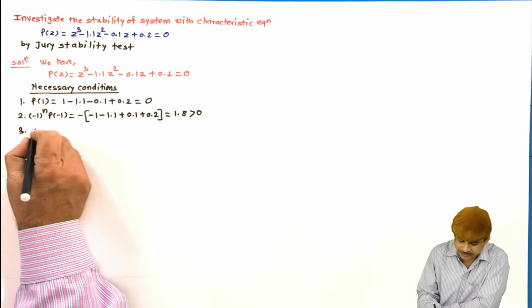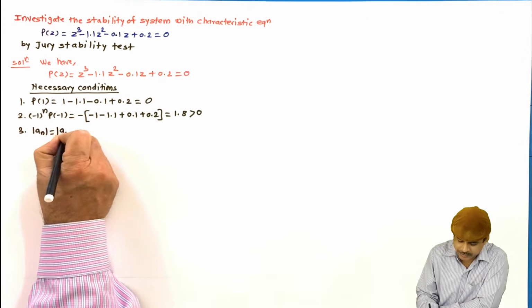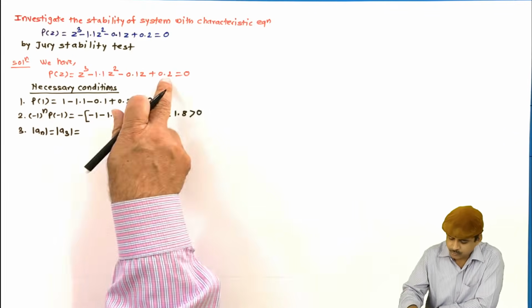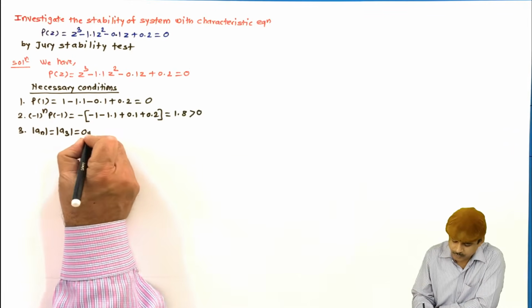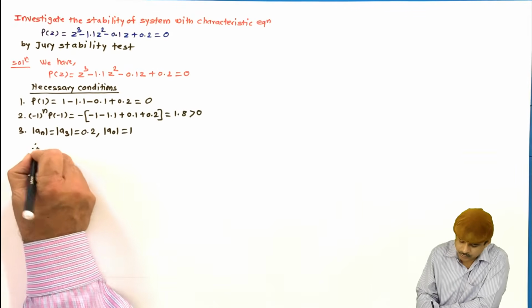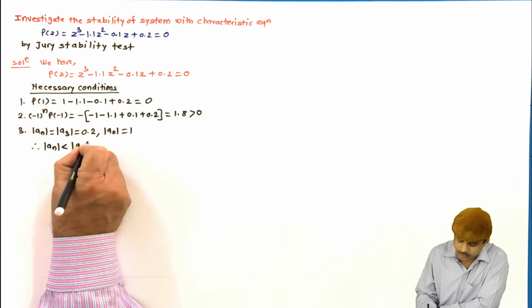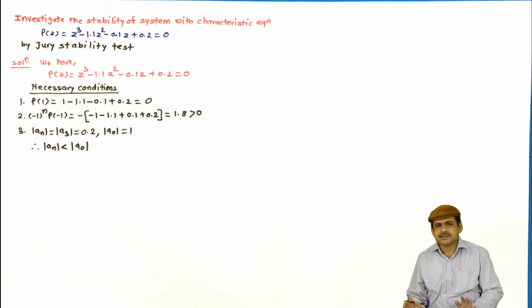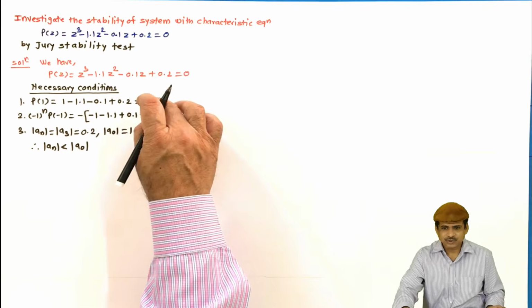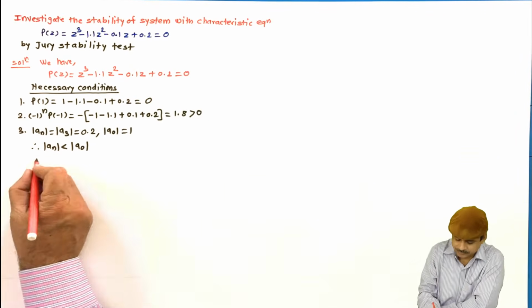And now the third condition. Here modulus of an is equal to modulus of a3, and this is modulus of 0.2, which is 0.2, and modulus of a0 is equal to 1. So modulus of an is less than modulus of a0, and that means all necessary conditions are satisfied except this one. So here it is on the boundary, correct? Now let us construct the Jury table.